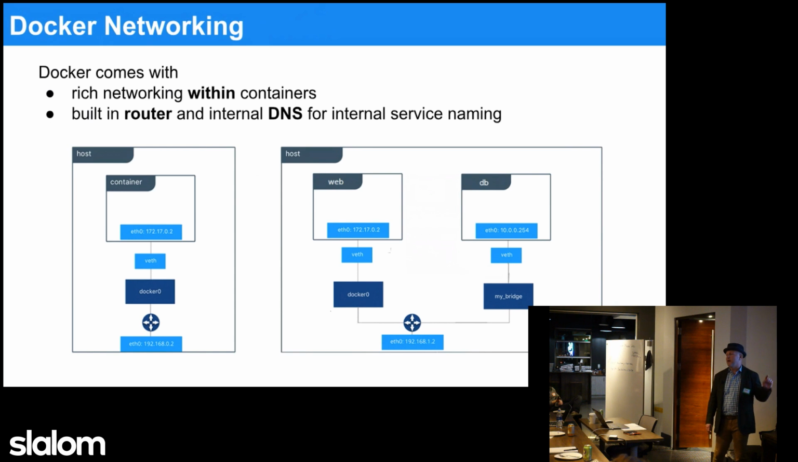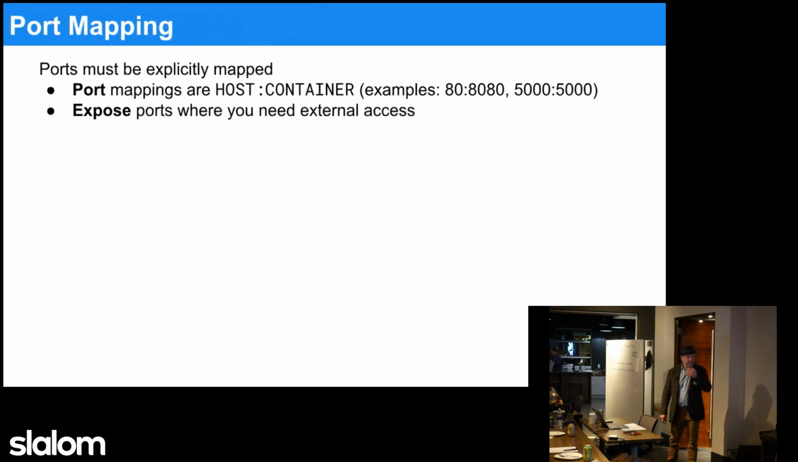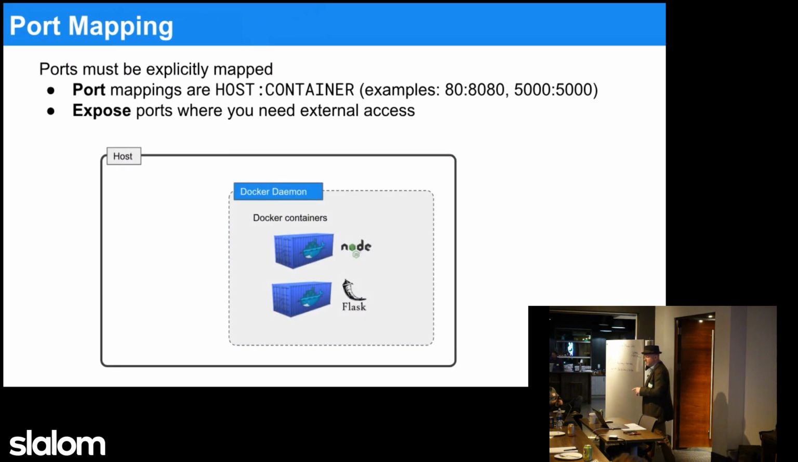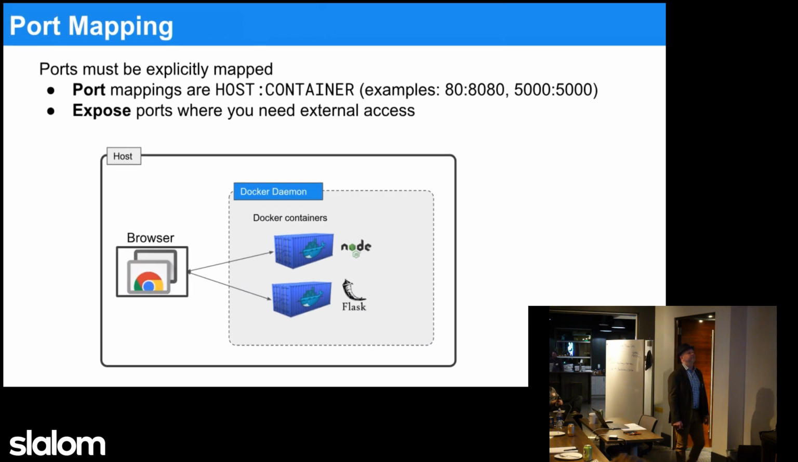99% of your development time, you're going to run one instance of everything. So port mapping: ports must be explicitly mapped. Basically, when we want to expose ports to the outside world, we're going to use port mapping. If I have a host, I'm going to run the Docker daemon inside the host. I'm going to have a couple of containers, a Node app and a Flask app, and I want my browser to be able to talk to both of those.